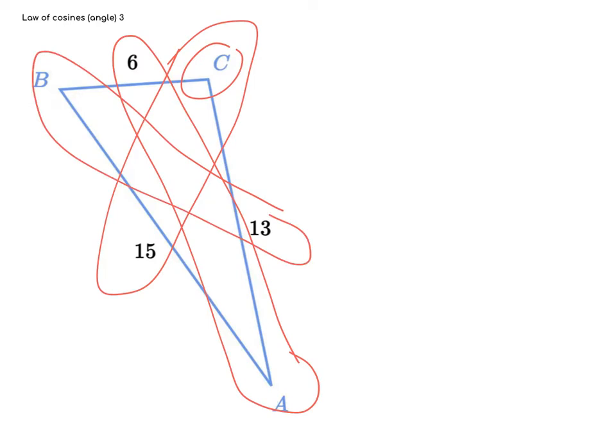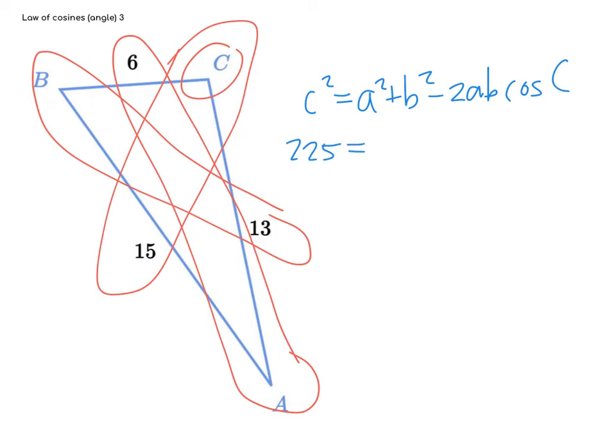Because I'm looking for C, I'm going to set this up as a C law of cosines. So C squared is equal to A squared plus B squared minus 2AB cosine of C. Plugging things in, C is going to be 15, so 225. A squared, so that's going to be 36. B squared is 13 times 13, which is 169. Minus 2 times 6 is 12, times 13 is 156.